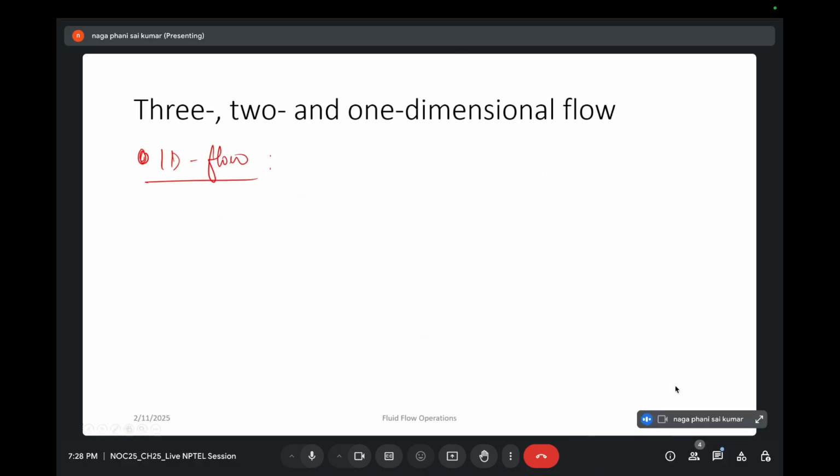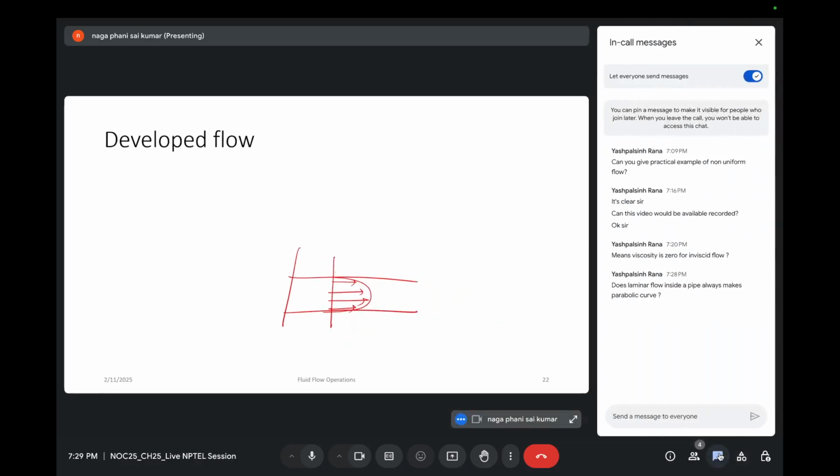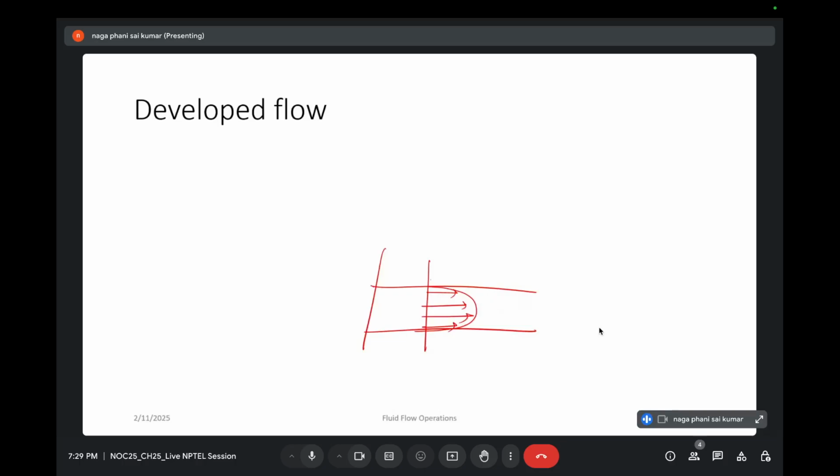Parabolic curve, I didn't get you. Acha, you are talking about developed flow. Okay, okay, I forgot this. So you are talking about this flow pattern, right? This one, right? Yeah. Laminar flow, it will be making a parabolic flow.